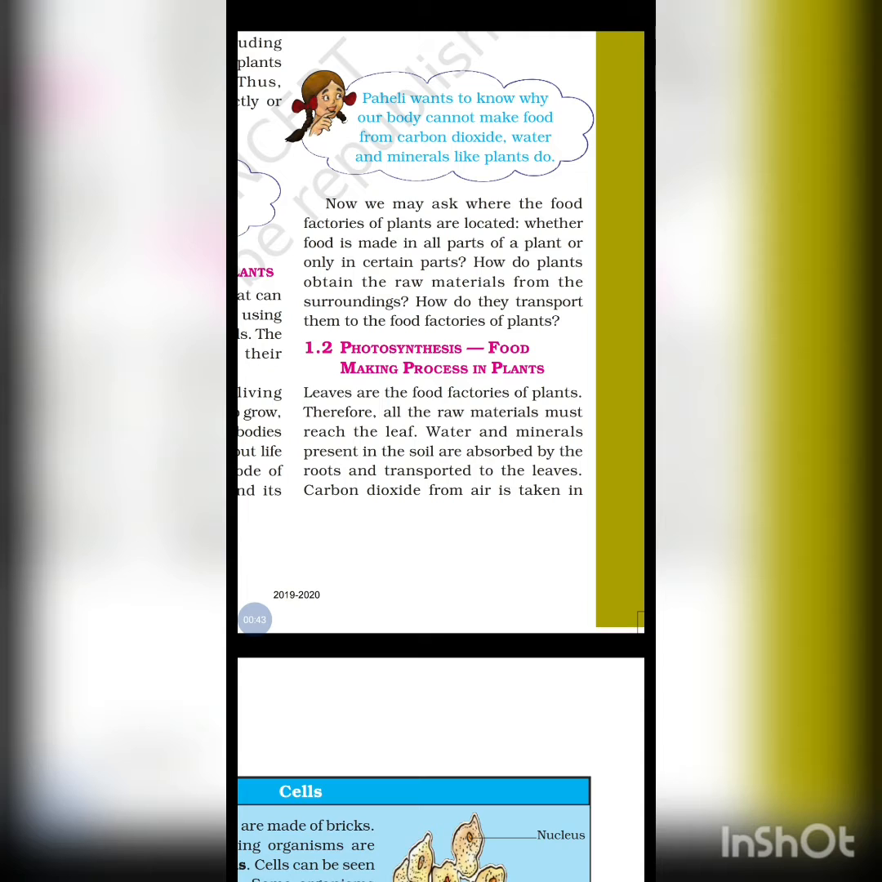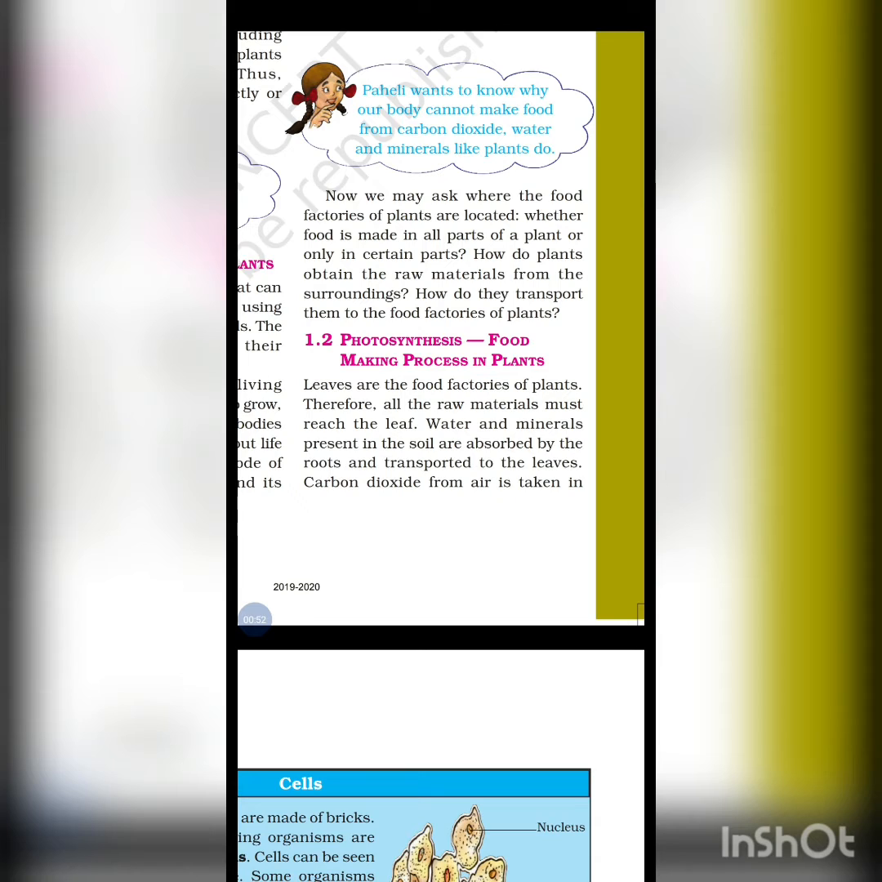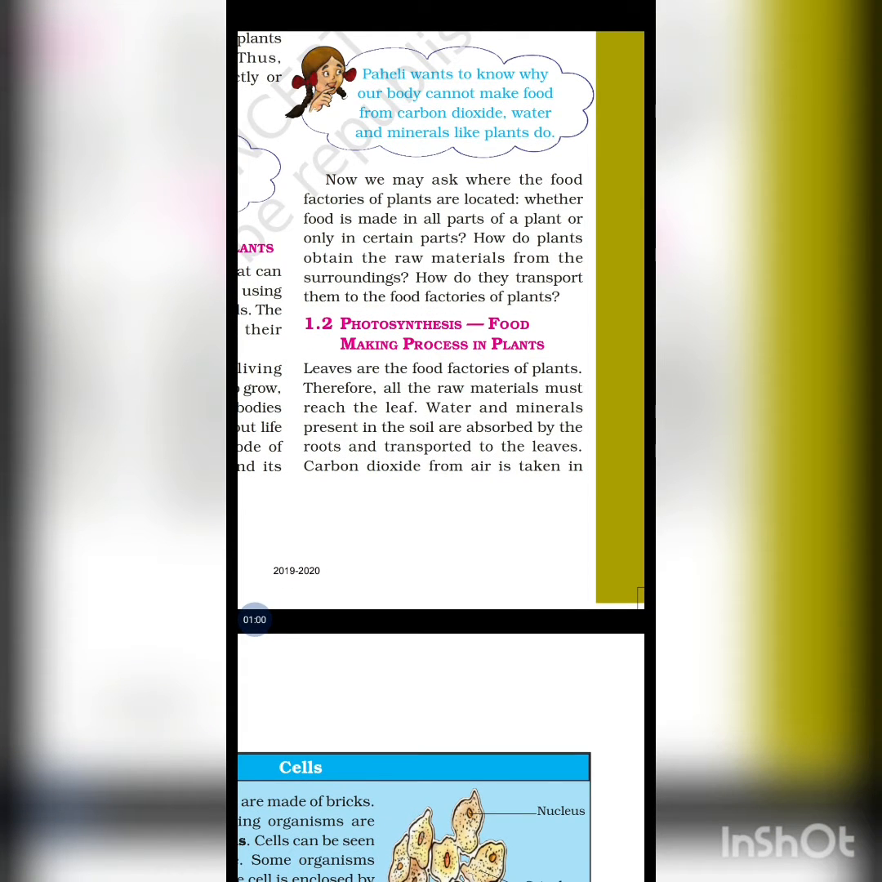In these two lines, it is said that the food factories of plants are leaves. Like in our house, in every house, there is one kitchen or two or three kitchens in which we prepare our food, and here plants also need a kitchen, so their kitchen is leaves, where they prepare food. And in the second line it is said that all the raw materials must reach the leaf.